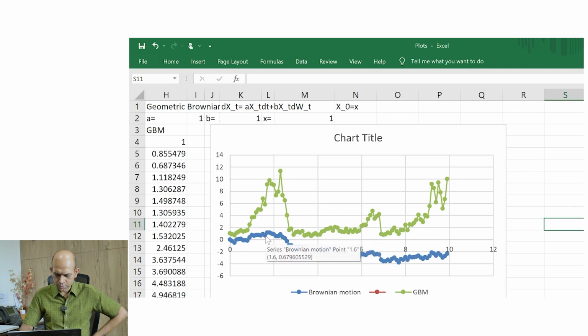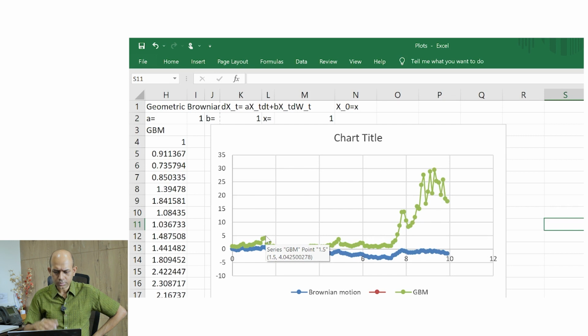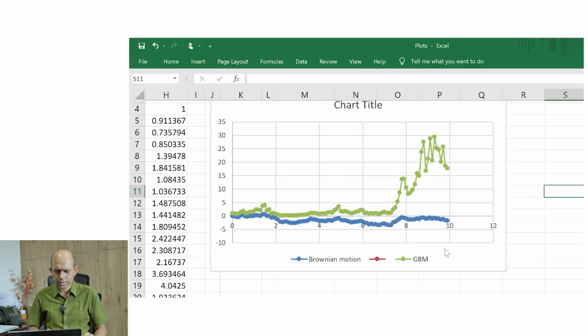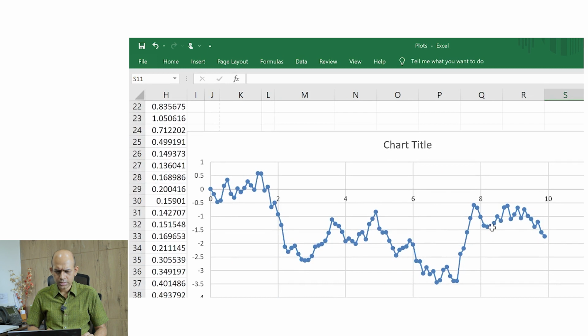So we see that here Brownian motion is the blue line, and geometric Brownian motion is the green line. This blue line now suddenly appears very straight. It looks like it has less fluctuation, but that is not the case. It is just because of the scaling, because this geometric Brownian motion went so high here that the blue line is not appearing as large. But here this is the plot for the corresponding Brownian motion.